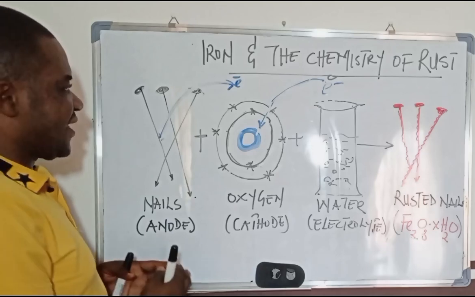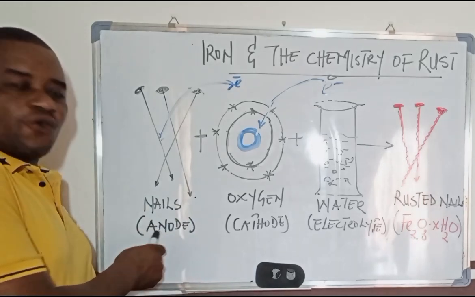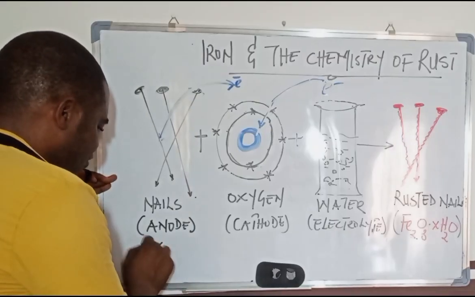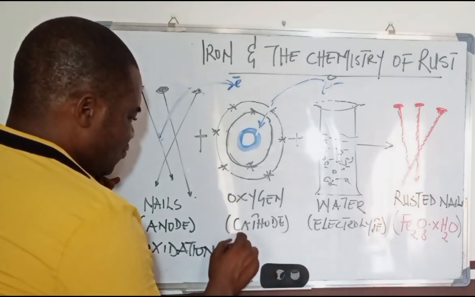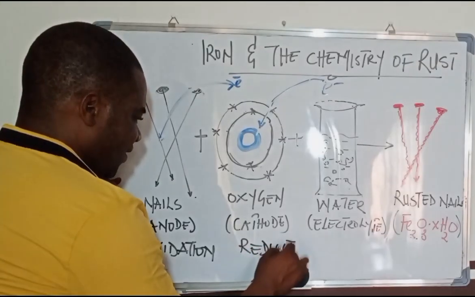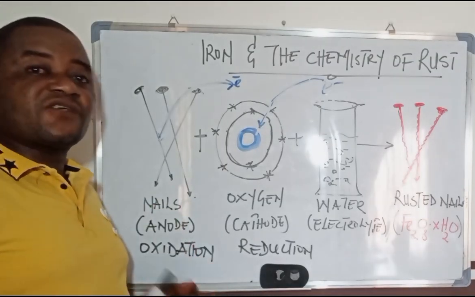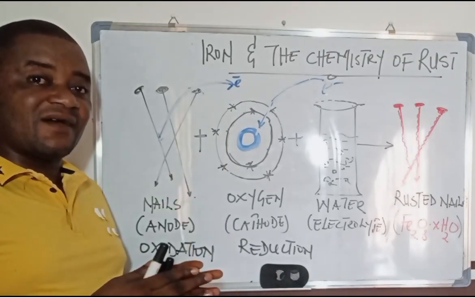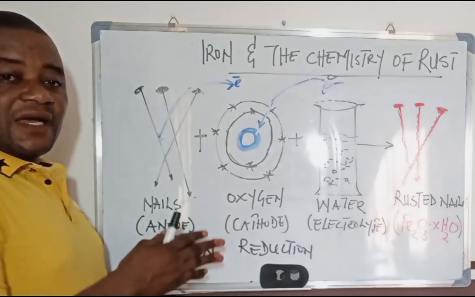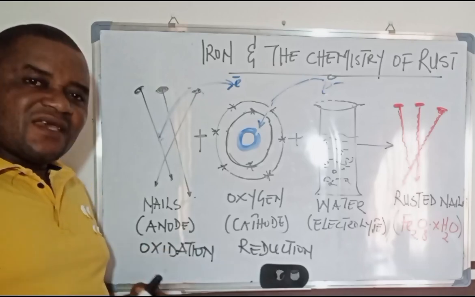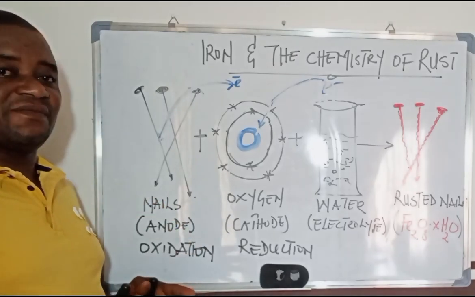And that is why when you take a look at this particular diagram, you see the anode, which shows always where oxidation takes place. And you see what? The cathode, where reduction takes place. So the reaction that happens between a metal like iron, for example, with what? With water and oxygen is an electrochemical reaction. It is an oxidation reduction reaction.